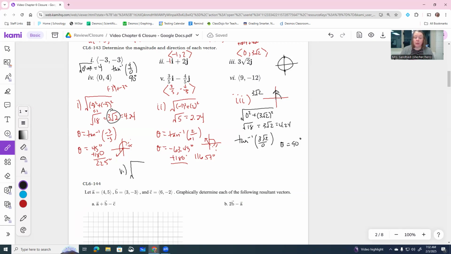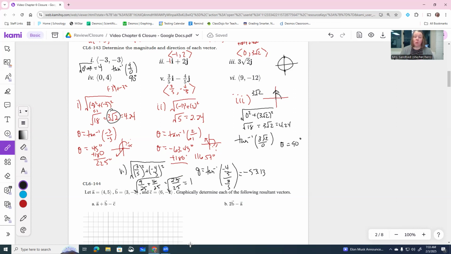So magnitude would be the square root of 3/5 squared plus negative 4/5 squared. So if I square the 3, that's 9 over 25. And then if I square this, it'd be 16 over 25. 9 and 16 is 25. So that's 25 over 25. So the square root of 1, which is 1. And then if I go to find my angle and I do the inverse tangent of negative 4/5 over 3/5, and I put that into my calculator, I get negative 53.13.